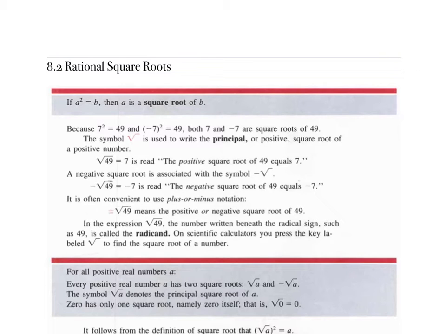8-2 rational square roots. When we have rational square roots, that means we can take the square root of a number and it gives us an actual number. We want to remember when we do these, if there's a sign in front of the radical that you're starting with, you're going to keep that sign. If there's not, it'll just be positive. And then you cannot take the square root of a negative number.